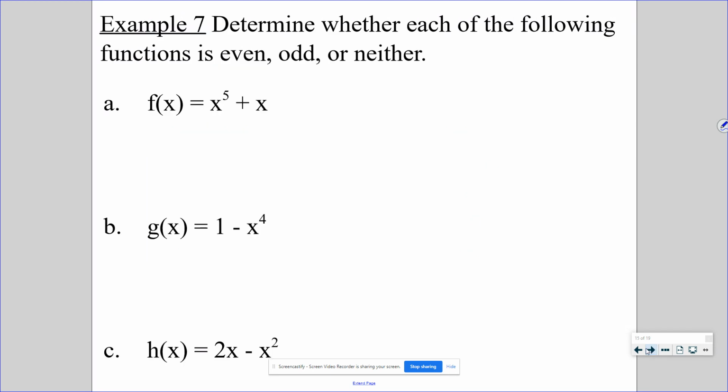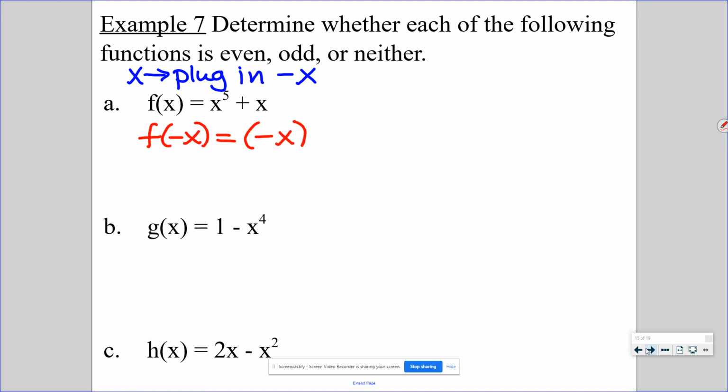So you're going to be expected to figure out whether functions are even, odd, or neither using only an equation, which is harder to do than just looking at a graph. So here's what you're going to do. You're going to test it. You're going to take your x values and plug in a negative x value for every x you see in your equation. Okay, and here's how that looks. I'm going to plug a negative x in everywhere that I see an x. That's step 1.